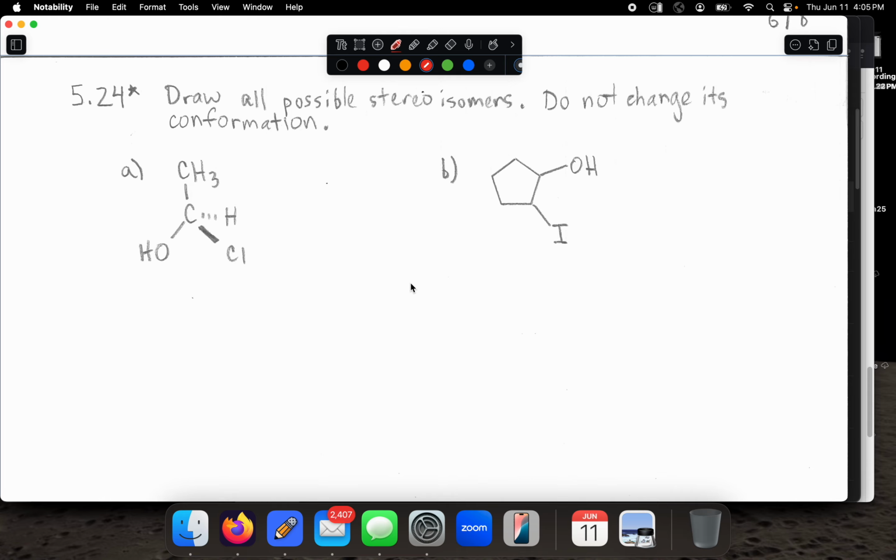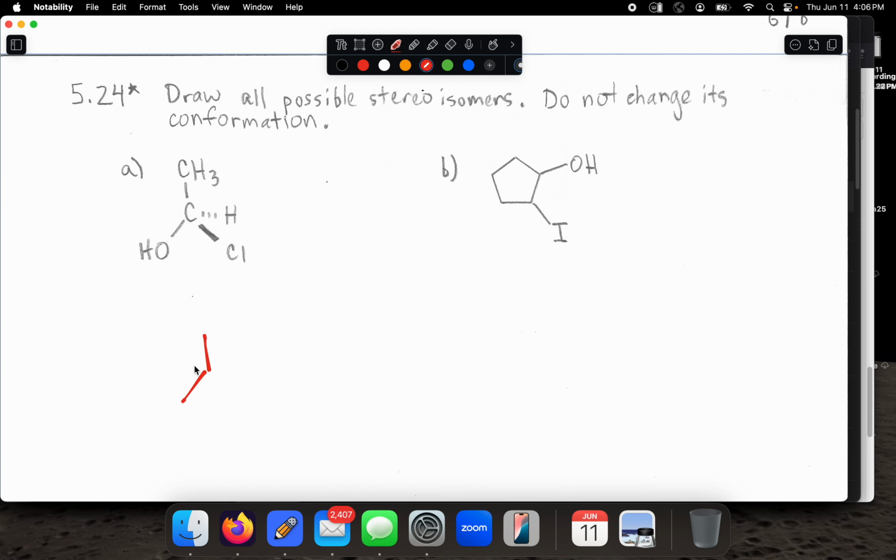Trying to draw all possible stereoisomers, and I think Dr. O'Halloran is asking us not to change the conformation. So all possible stereoisomers. In other words, I can't twist anything around. That's what the conformation is. All right, I think I get that. So all possible stereoisomers, there's only one stereocenter here. So this is going to be relatively straightforward.